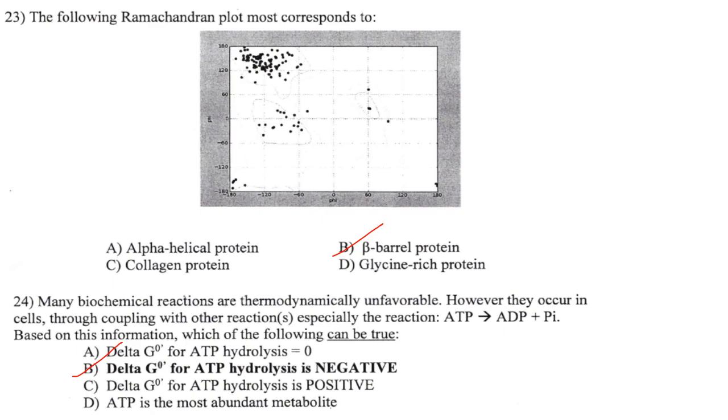Then many biochemical reactions are thermodynamically unfavorable. However, they occur in cells through coupling with other reactions, especially the reaction ATP giving ADP plus Pi. Based on this information, which of the following can be true? Delta G for ATP hydrolysis is negative. Answer is option B.